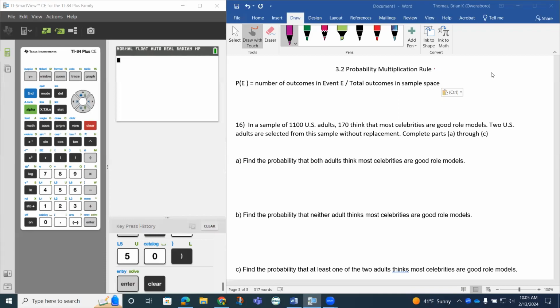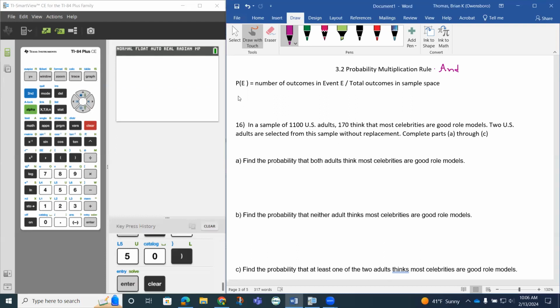So in 3.2, the probability, doing the multiplication using the multiplication rule. Again, as we mentioned, this is the AND rule. Remember, the basic probability that we're dealing with is classical probability. The probability of an event happening is the number of outcomes in that event, so this is our desired outcomes divided by the total outcomes in our sample space. Those are the main things to identify as we do probability.